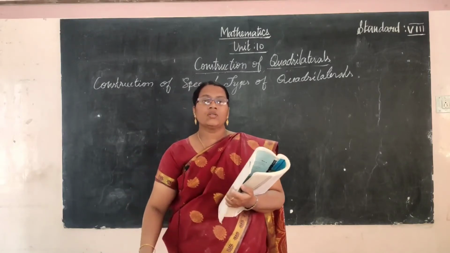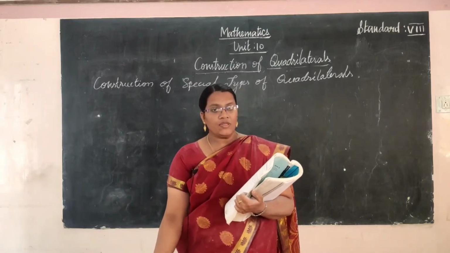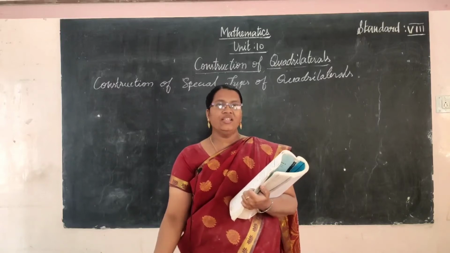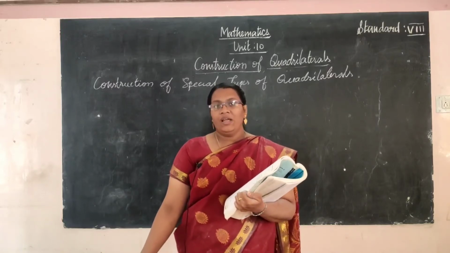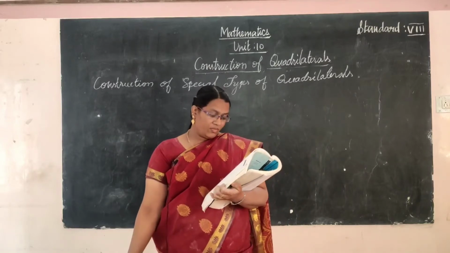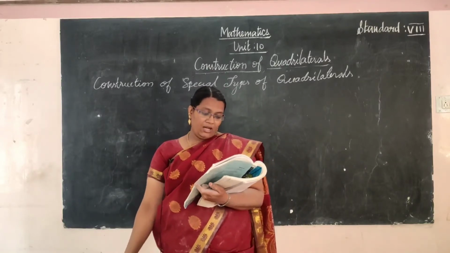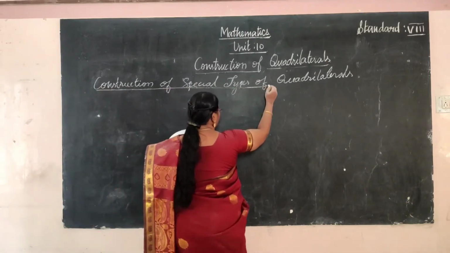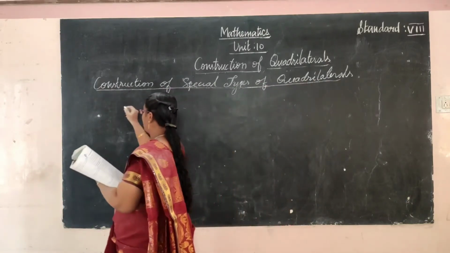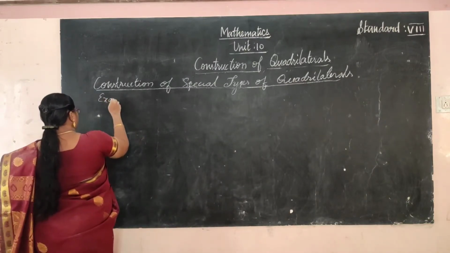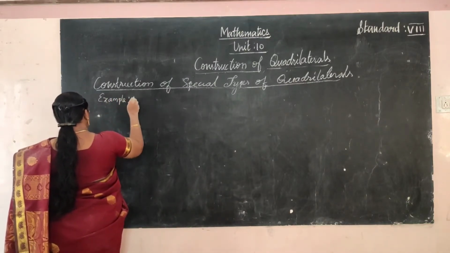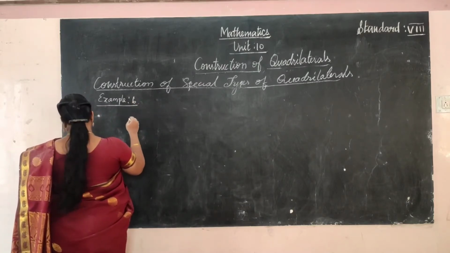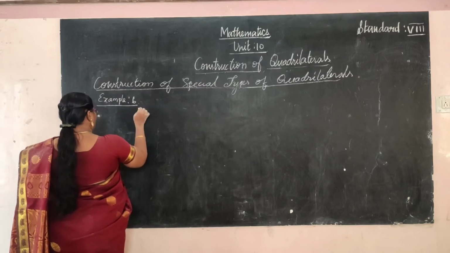So what are the quadrilaterals? Parallelogram, rhombus, square, rectangle, trapezium, isosceles trapezium. These are all called the quadrilaterals. Here, specify the names and we have to make the quadrilateral by using the given data. Okay, the example 6. Construct the parallelogram ABCD with AB.